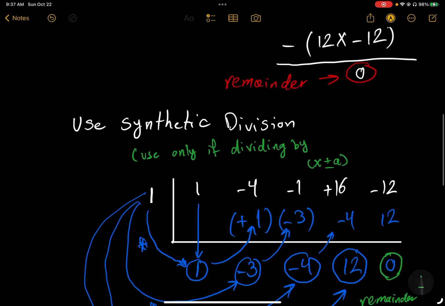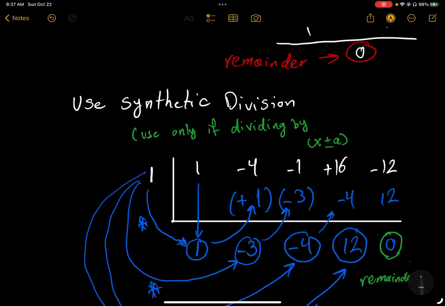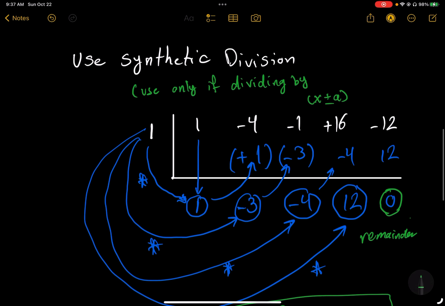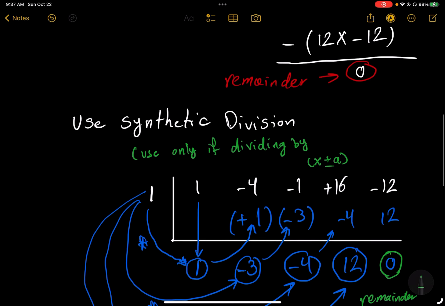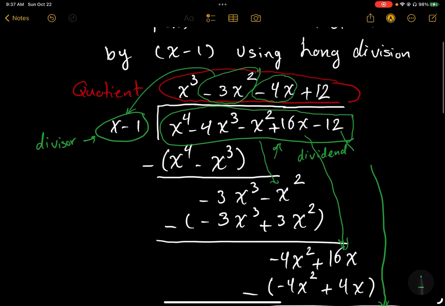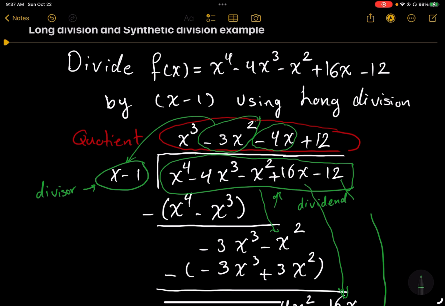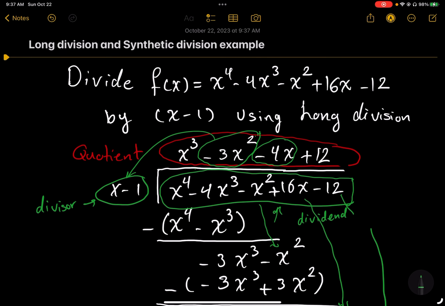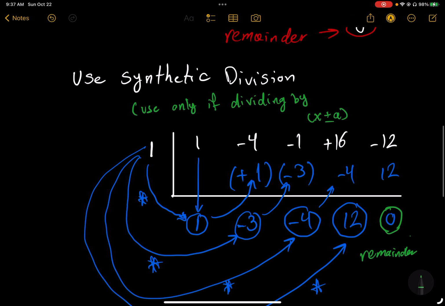And what we'll do is set that to 0 and write the root. So we have this division line. On the top, in white, we have the coefficients of our original polynomial. I'm talking about the fourth degree polynomial, so the coefficients are 1, -4, -1, 16, and -12. Those numbers are written on this very first line up here.